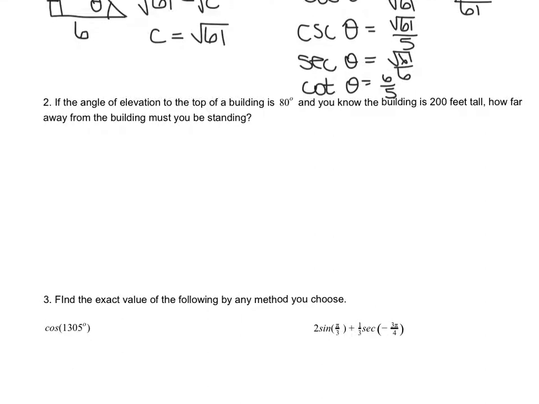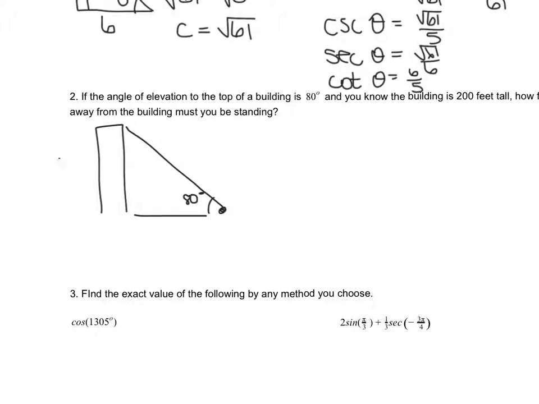Question 2, we're given if the angle of elevation to the top of a building is 80 degrees and you know the building is 200 feet tall, how far away from the building must you be standing? So if we go ahead and draw what we know, we have a building and we have someone standing at a certain distance. They're looking up at the building at an 80-degree angle. We're given that the building is 200 feet tall. And we want to know how far from the building you must be standing. So that's going to be the distance along the bottom.